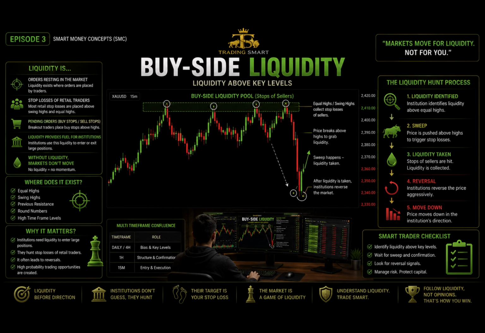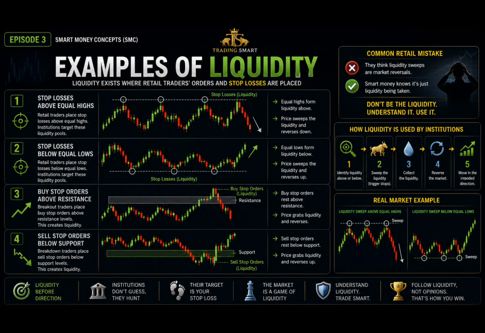Now that we understand what buy-side liquidity is, let's dive deeper into where it forms and how institutions hunt it in real market conditions. Liquidity exists where retail traders place their orders and stop losses. In smart money concepts, institutions don't chase price, they hunt liquidity. One common example is stop losses placed above equal highs. When price sweeps these highs, sellers are stopped out and liquidity is collected before the market often reverses lower.